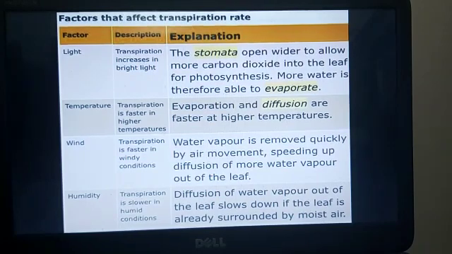Now one more factor that we need to discuss is carbon dioxide. Increase in the CO2 level in the outside air over the normal 0.03 causes stomatal closure and results in a decrease in the transpiration. Next is atmospheric pressure. The rate of transpiration increases with a decrease in the atmospheric pressure. Thus, it enhances the diffusion of water vapor.